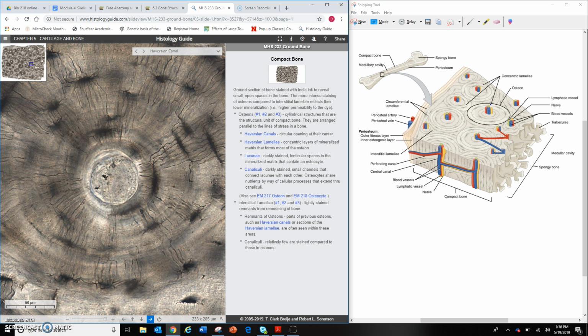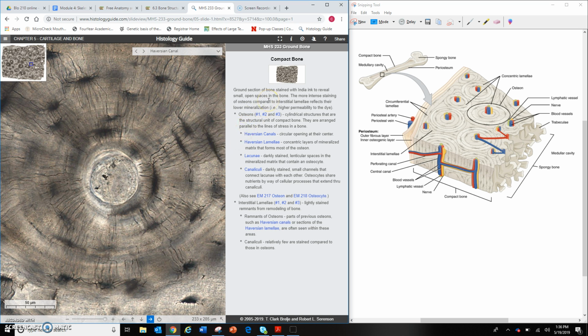It requires oxygen and nutrients. That's what the artery is delivering. There's a nerve supply to it. This is what is responsible for the pain if you break a bone. So this is living tissue here.